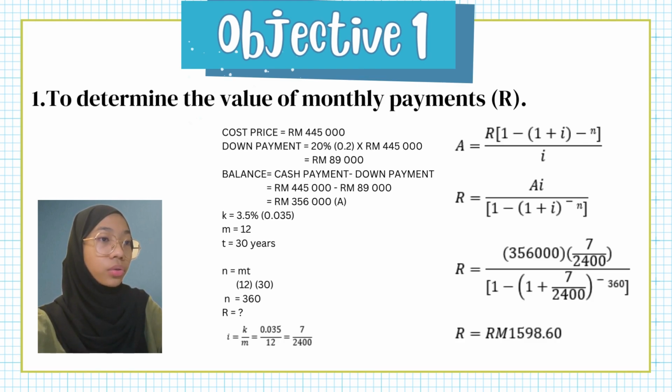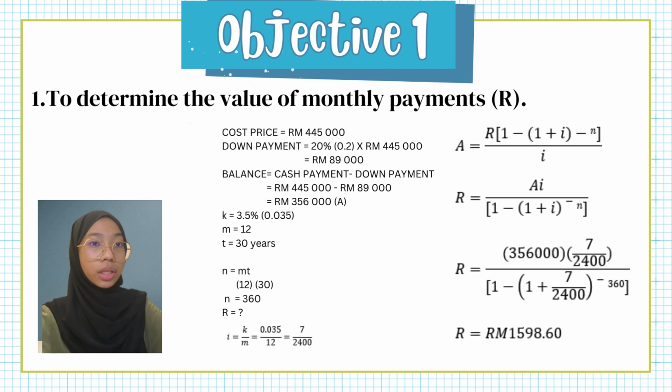The K equals 3.5%, in bracket 0.035. The M equals 12. The T equals 30 years. The N equals M multiplied by T. So we get 360. And the I equals K over M. So we get 7 over 2,400. So we need to find R.